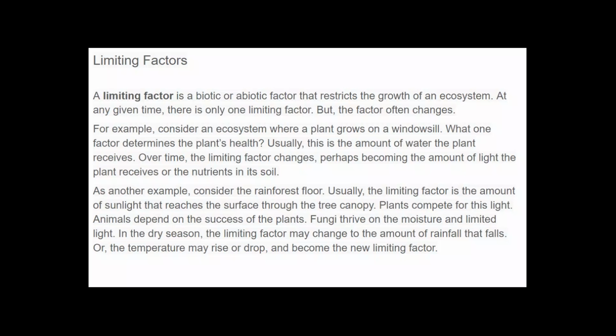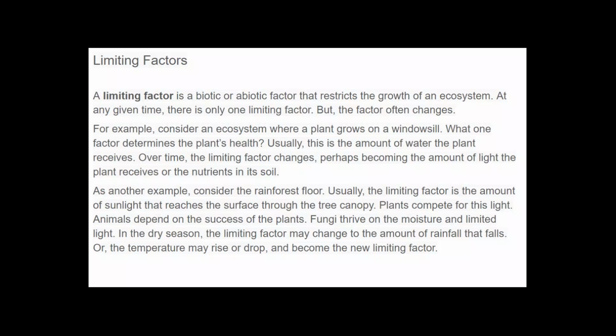As another example, consider the rainforest floor. And you know, the rainforest floor is usually fairly dark because they have tall trees above it and a large amount of leaves and so on. So little light actually reaches the floor. So usually the limiting factor is the amount of sunlight that reaches the surface through the tree canopy. Plants compete for this light, and animals depend on the success of the plants. So if the plants can't get enough light to make food, it will affect the animals. And fungi thrive on the moisture and the limited light.